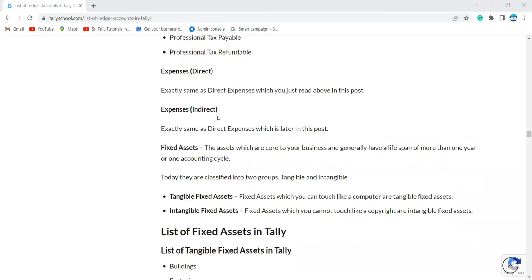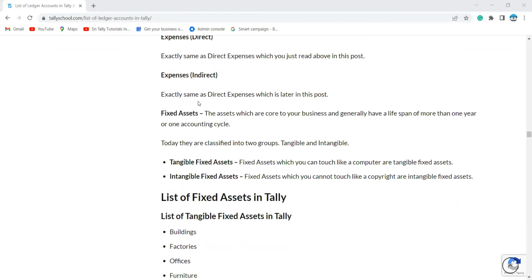Indirect expenses are exactly the same as direct expenses, which are covered later in this post. We have not discussed indirect expenses yet; I will explain them. Next, fixed assets.